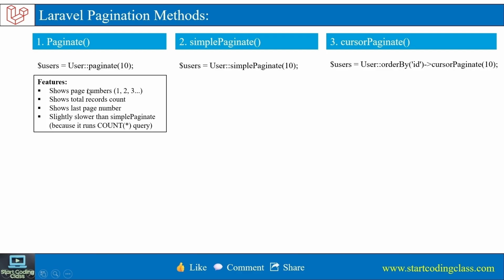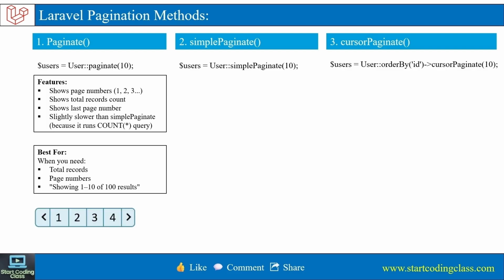So everything you will get in the paginate method. Most websites use paginate because it gives you all the information regarding pagination. If you want previous, next, page number, or everything, it gives you. With paginate, you can create a structure like this: previous, next, and page numbers.